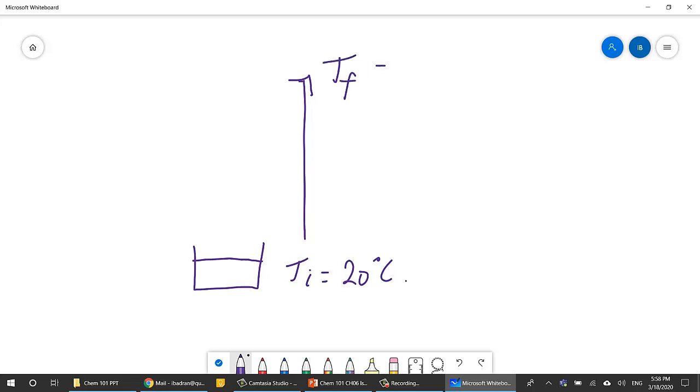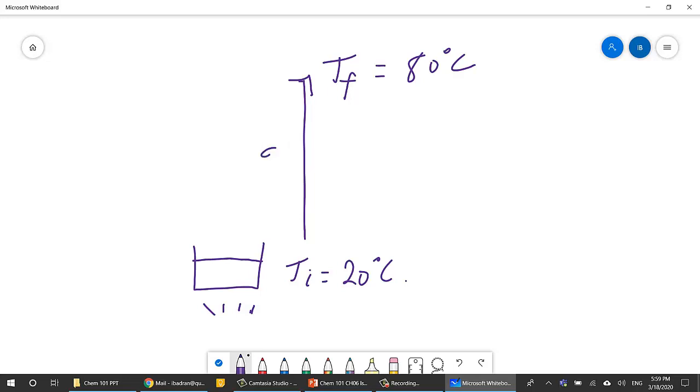Let's imagine that we have some water here, and this water is at room temperature, which is around 20 degrees Celsius. So this is your T initial. I want to raise this temperature to T final, which is equal to 80 degrees Celsius. Of course, you need a heat source or stove or some wood to do that. Now, you can do this process actually in two ways.